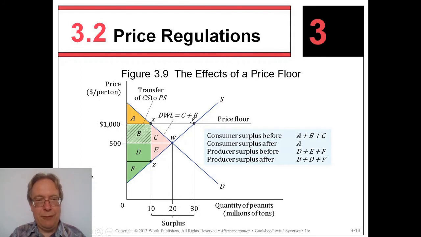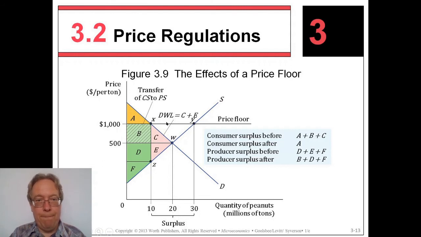So what happens at the end of the day? Well, there's a deadweight loss. This area just goes to waste. So that's our deadweight loss, C plus E. And also this area B is going to change, right? It's going to be transferred. It used to be part of consumer surplus, but now it's part of producer surplus.